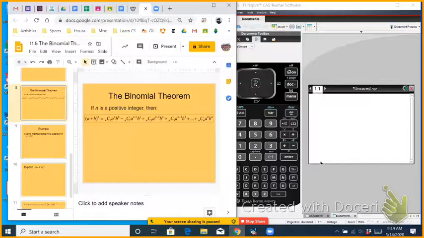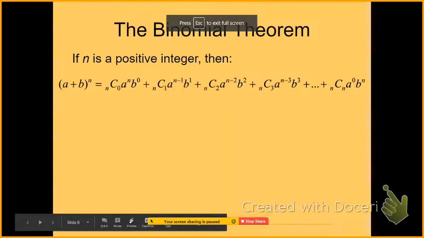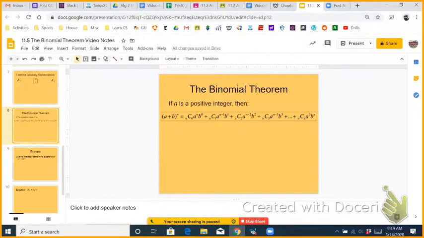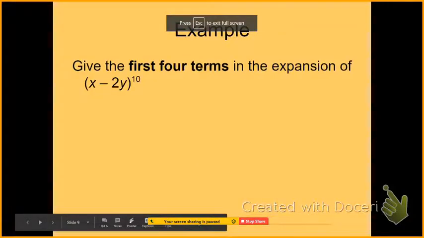Okay, now let's apply this formula to expand binomials. If you didn't pause the video last time and write it down, I suggest you do that right now so that you have this formula for reference. Okay, so what we're going to do is do the first four terms of this binomial.